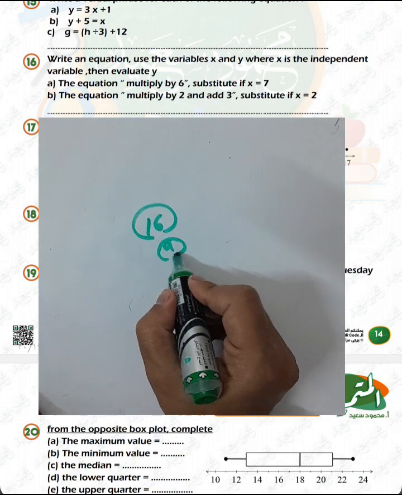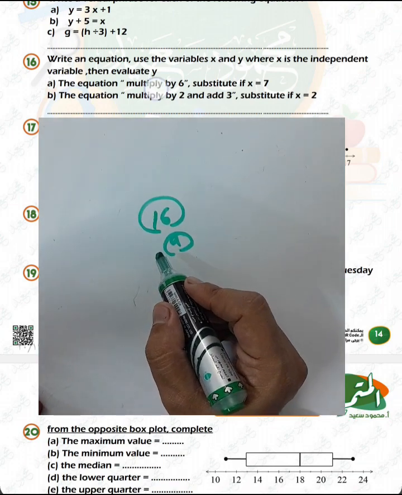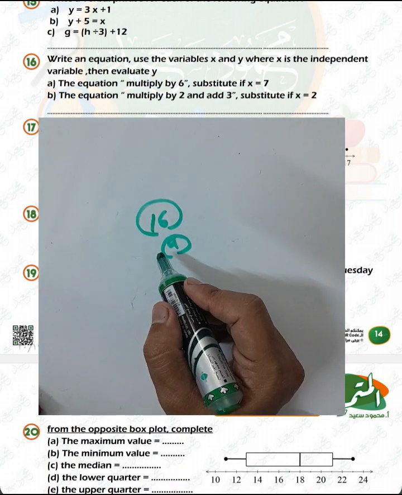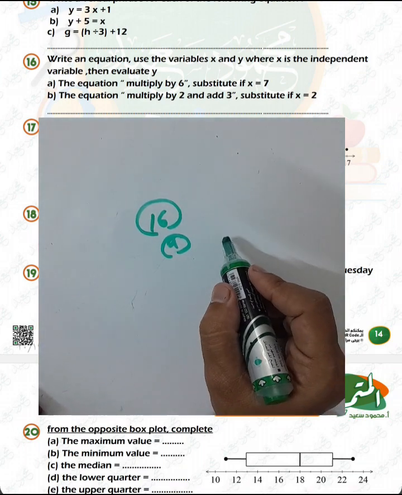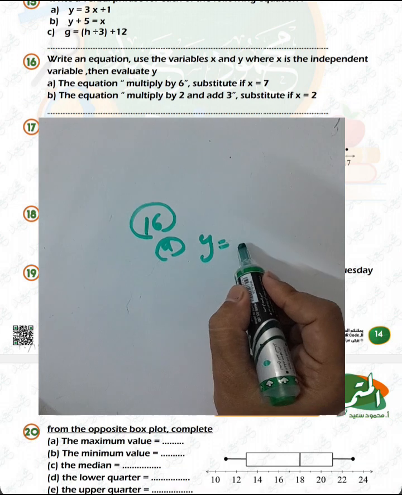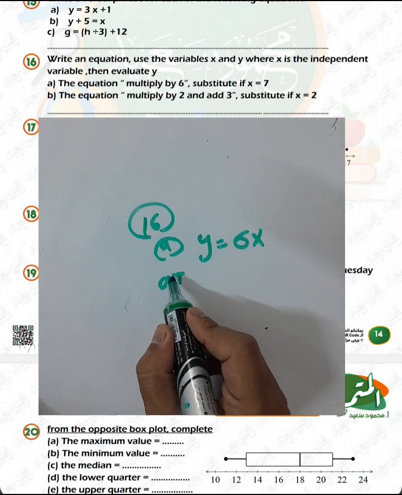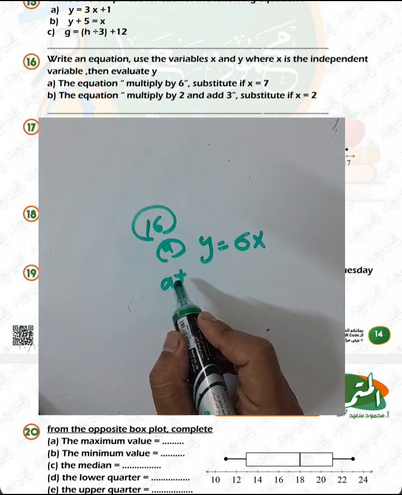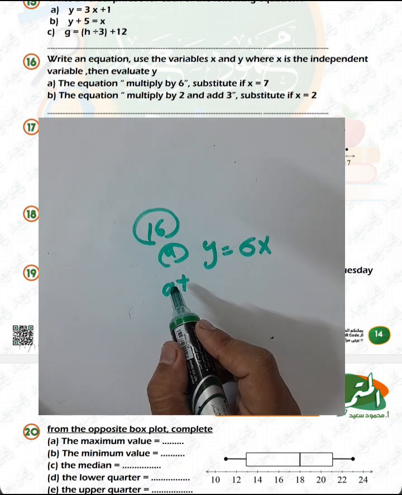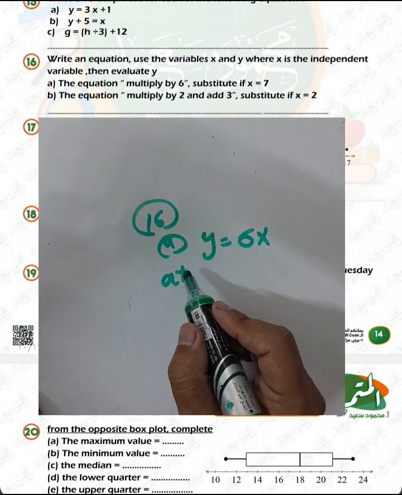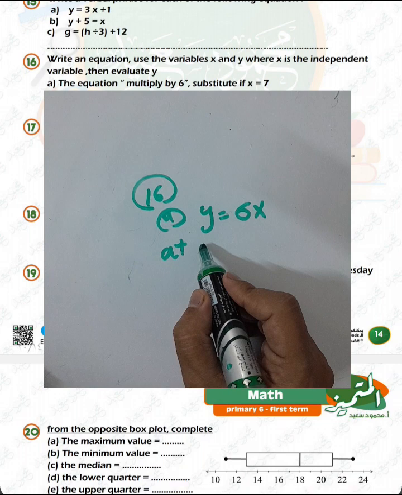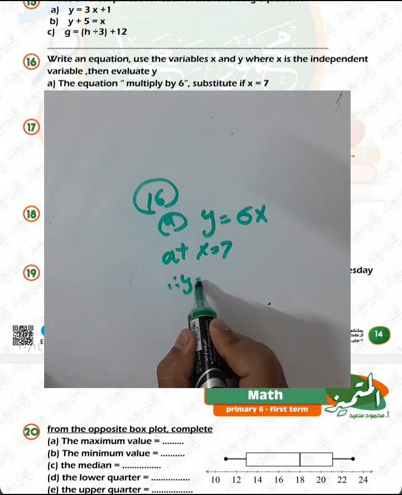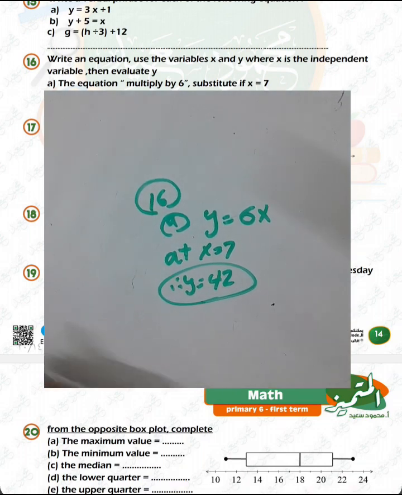16, letter A. The equation is multiply by 6. Substitute if x equals 7. You can write the equation y equals 6x. In the example, he tells us x equals 7. At x equals 7, y will be 6 times 7, which is 42.